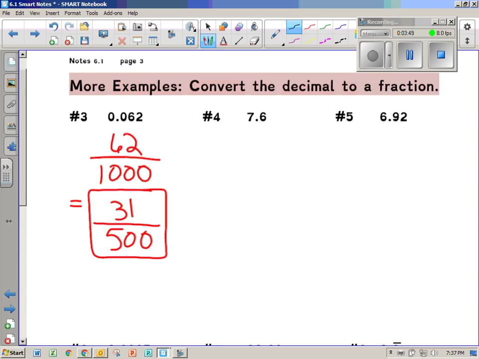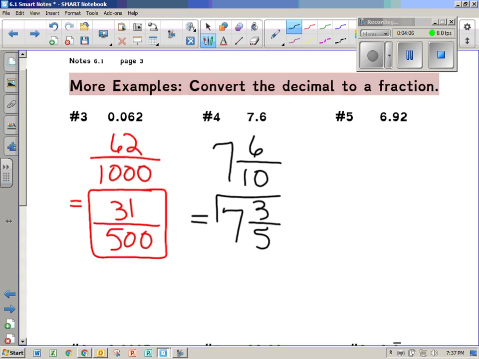If you have a whole number, you can just put that out there as part of your mixed number. 6 is in the tenths place. So you've got 7 and 6/10, but you're going to simplify it. Both are divisible by 2. So you get 3/5. And then our last one, the 2 is in the hundredths place. So you've got 6 and 92/100ths.